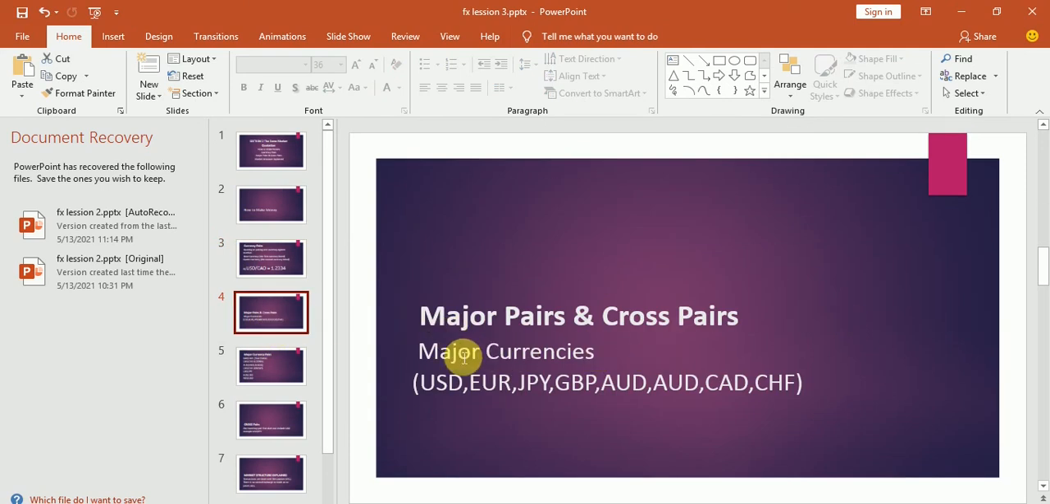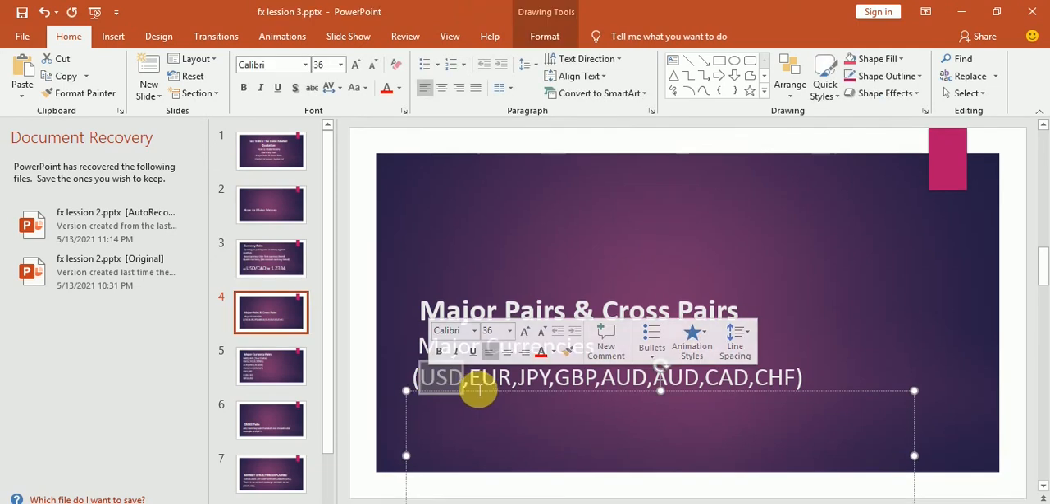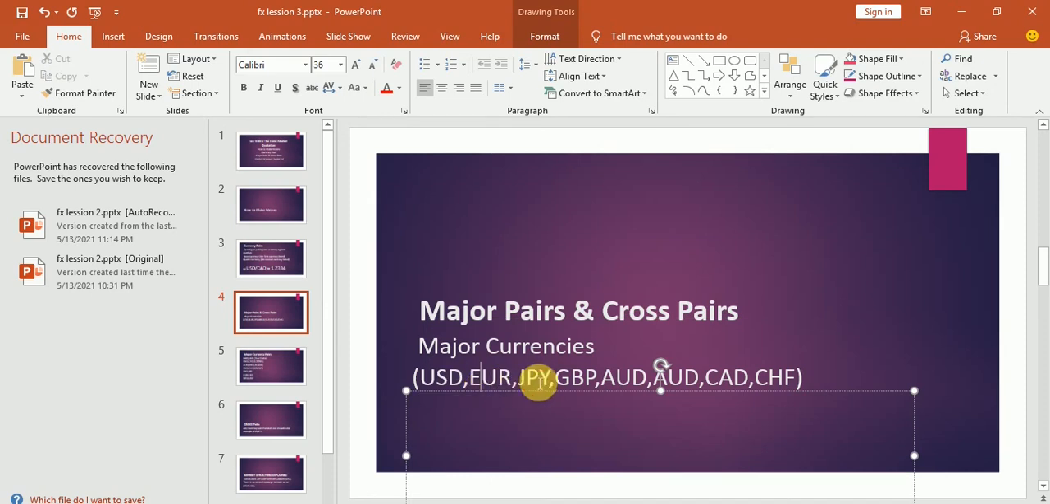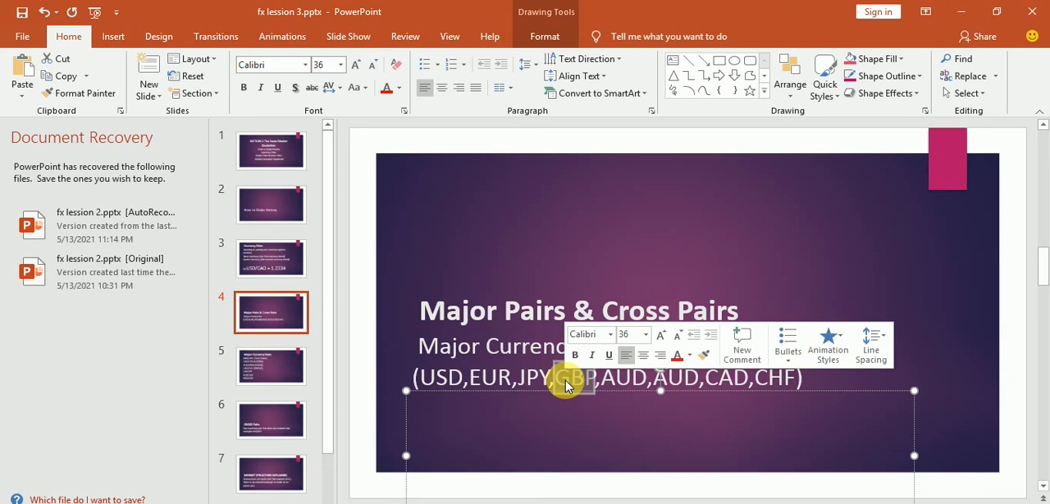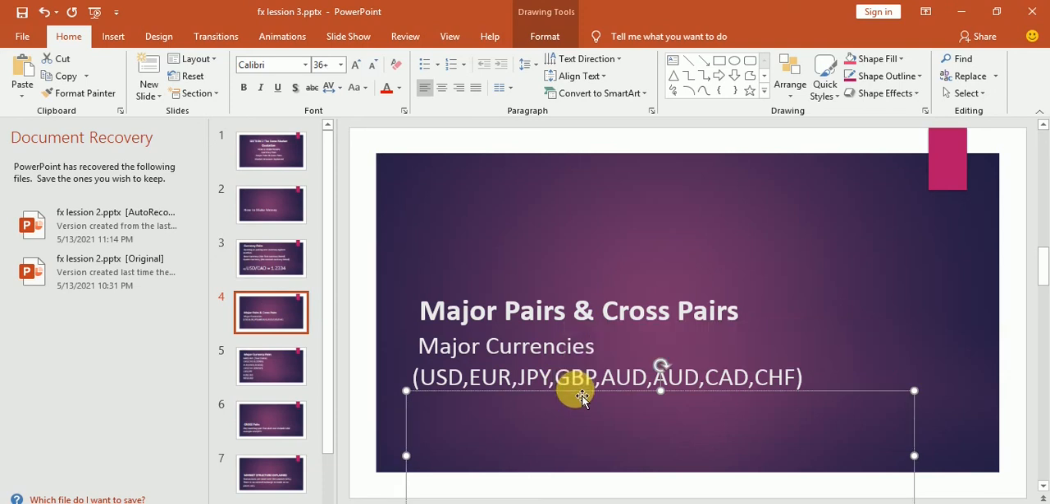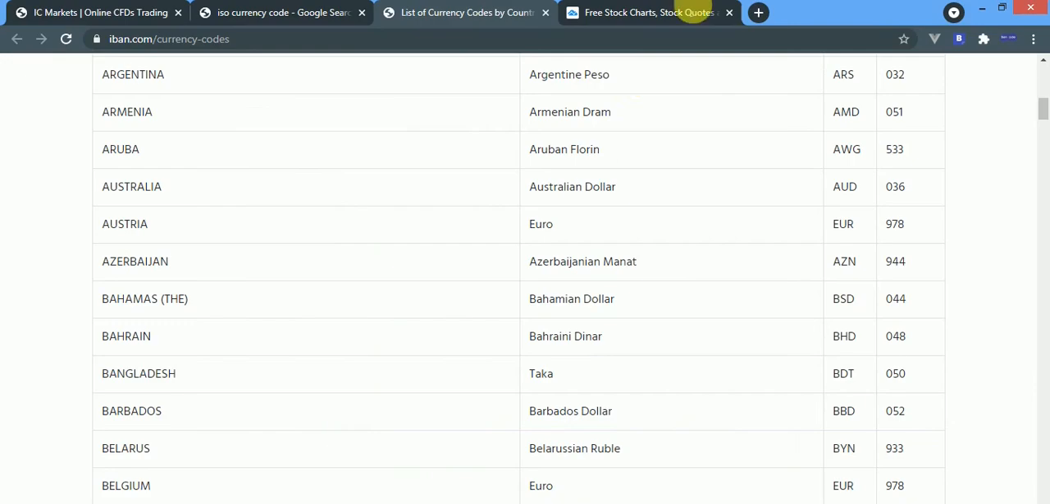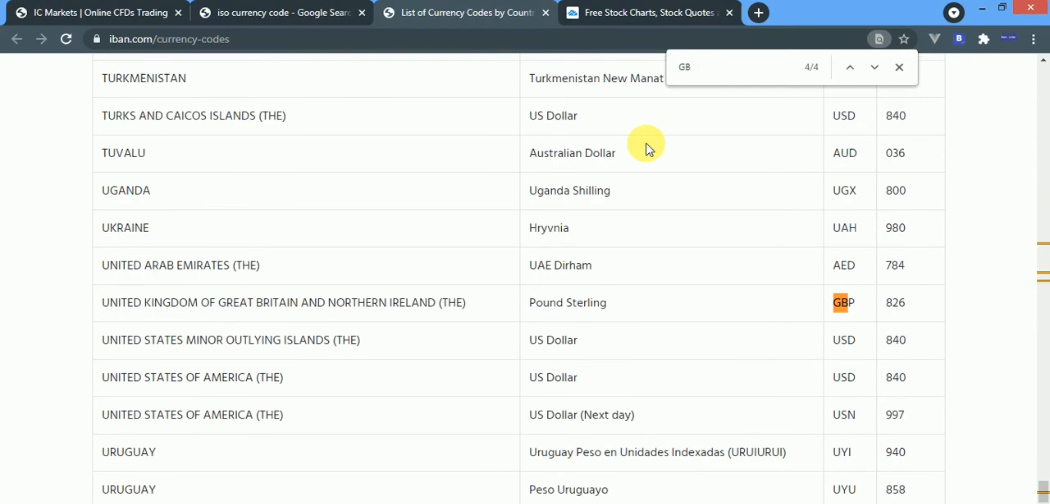The major currencies we have are these currencies you are seeing here. This is the US dollar, this is euro, this is Japanese yen, this is GBP. How do we know this? Just go to your web browser, do Control F, and search GBP. You see it here. This is the pound, United Kingdom or Britain pounds.